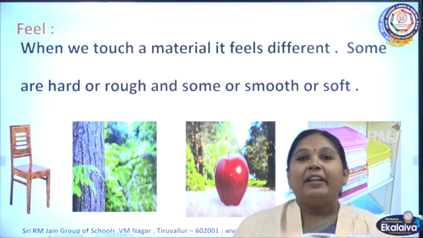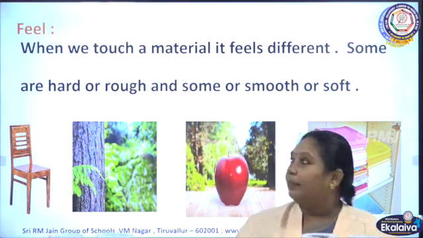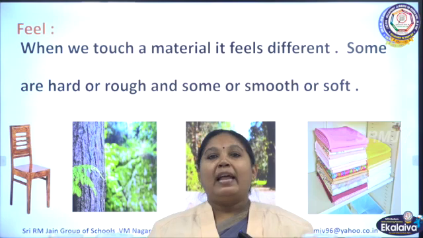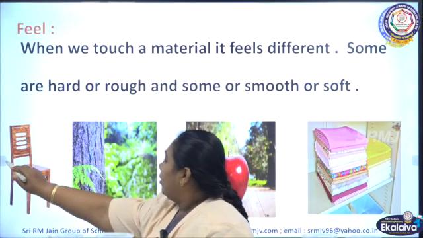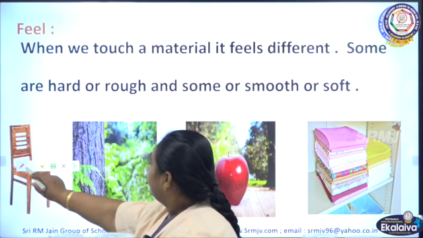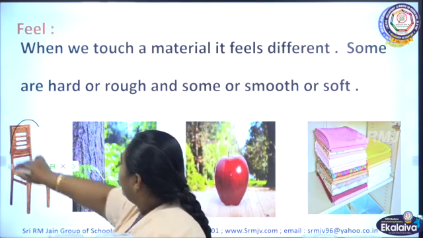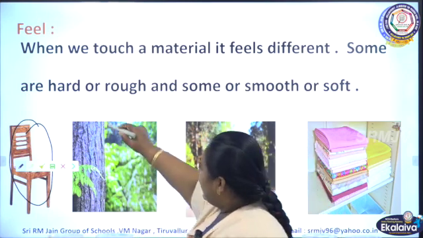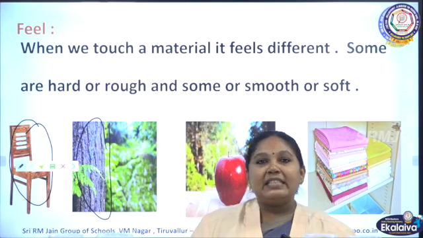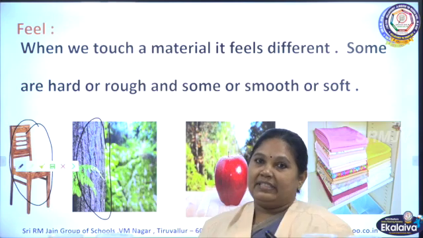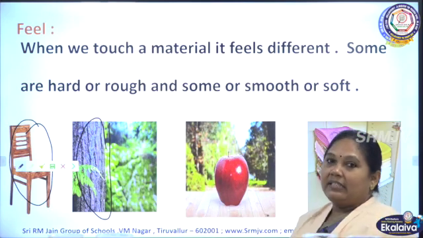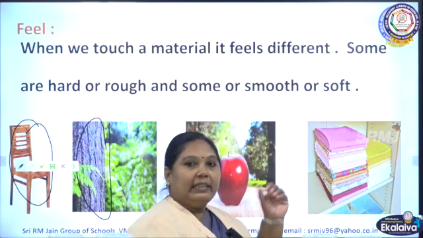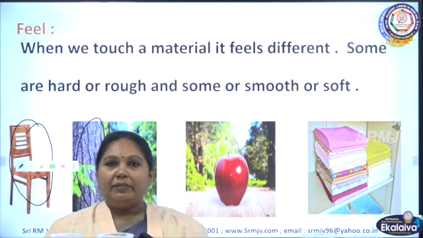Feel. When you touch something, you feel different. Some materials are hard, some are rough, some are smooth and some are soft. When you touch a chair, you feel it is hard. At the same time, when you touch the bark of a tree, you feel it is rough. It has an uneven surface. When you touch the surface of an apple, you feel it is smooth. The cotton, cloth and the talcum powder are very soft.